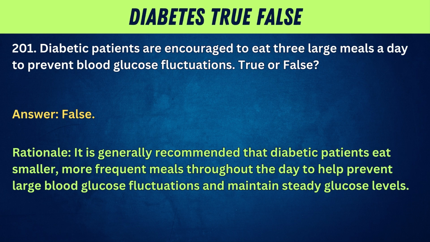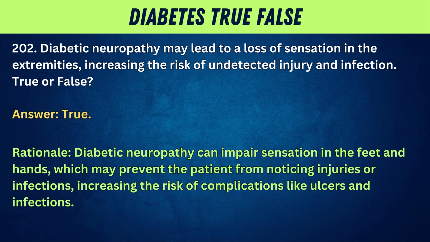201. Diabetic patients are encouraged to eat 3 large meals a day to prevent blood glucose fluctuations. True or false? Answer: false. Rationale: it is generally recommended that diabetic patients eat smaller, more frequent meals throughout the day to help prevent large blood glucose fluctuations and maintain steady glucose levels.